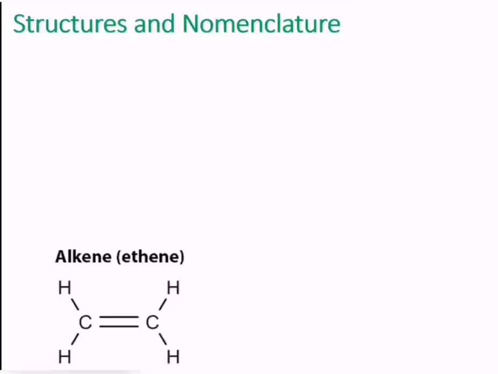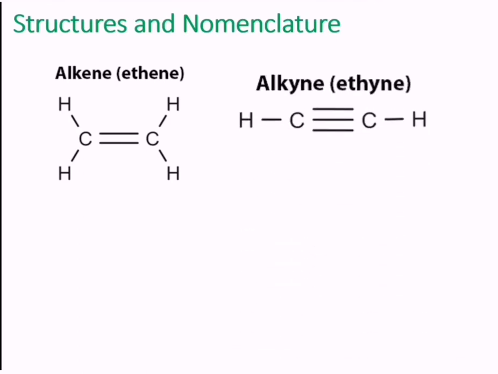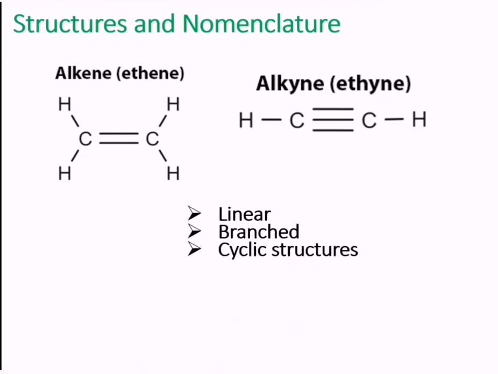Looking at their different structures, alkenes have a carbon to carbon double bond, while alkynes have a carbon to carbon triple bond. The presence of these multiple bonds introduces planar geometry around the carbon atoms involved in the bond. Alkenes and alkynes have linear, branched or cyclic structures similar to alkanes.